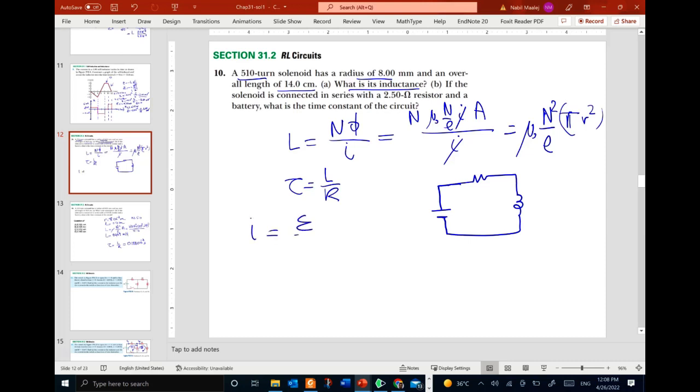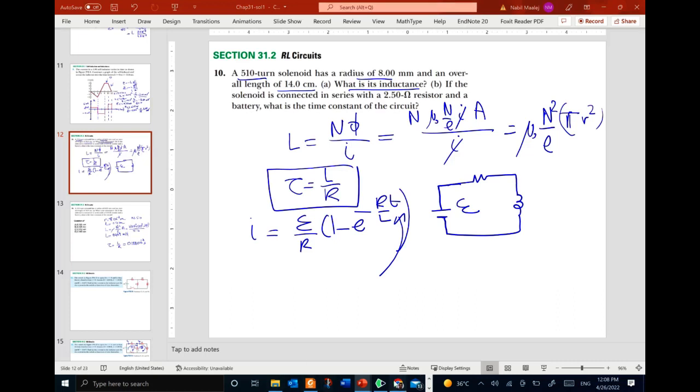So this is epsilon over R times 1 minus e to the minus t over tau, where tau is L over R. If you're given the time, you can determine the current. They did not give us the battery voltage, but let's assume they give it. The time constant is this one, L over R. Clear? Okay, next problem.